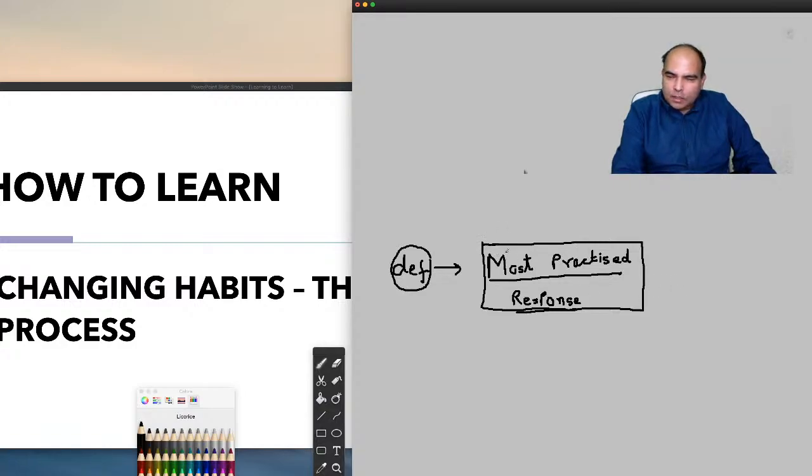And this is the first understanding you need to have, because normally what we do with our habits is we think of our habits as something that has always been there with us. That's not actually the case. Our habits have not always been there.